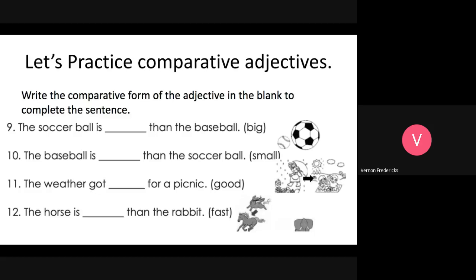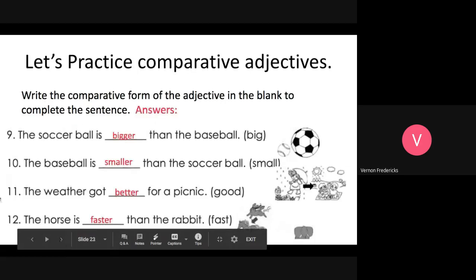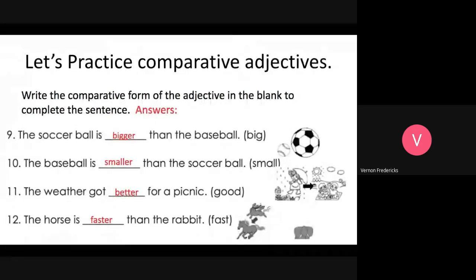Okay, let's have a look at your answers, students. The soccer ball is bigger than the baseball. So we have bigger there. Because the word ends in consonant, vowel, consonant, we're going to double the last consonant. So we have B-I-double-G-E-R. Okay, good.